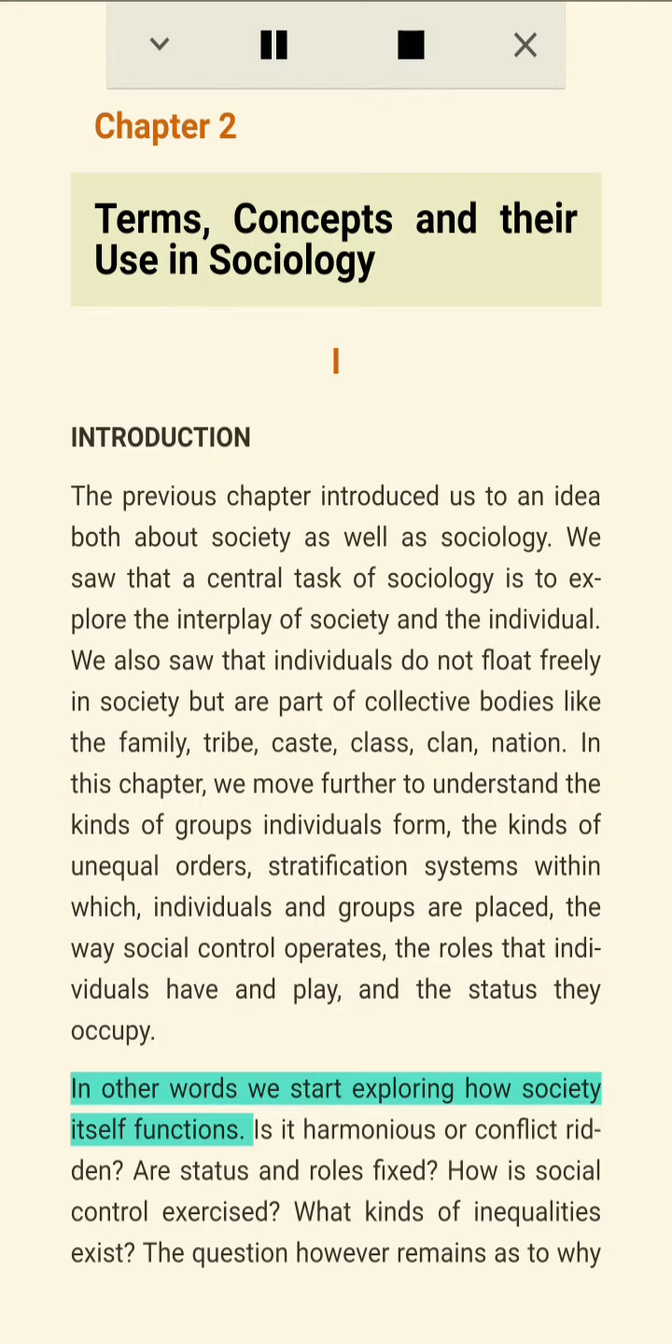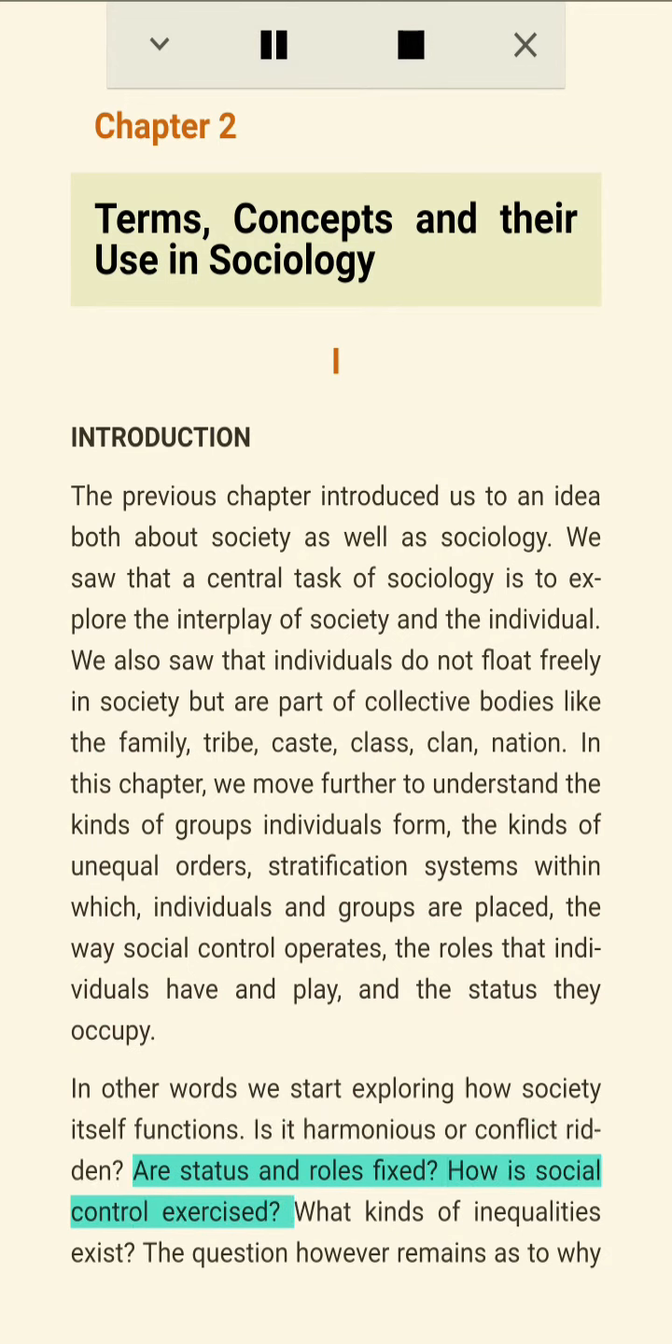In this chapter, we move further to understand the kinds of groups individuals form, the kinds of unequal orders, stratification systems within which individuals and groups are placed, the way social control operates, the roles that individuals have to play, and the status they occupy. In other words, we start exploring how society itself functions.